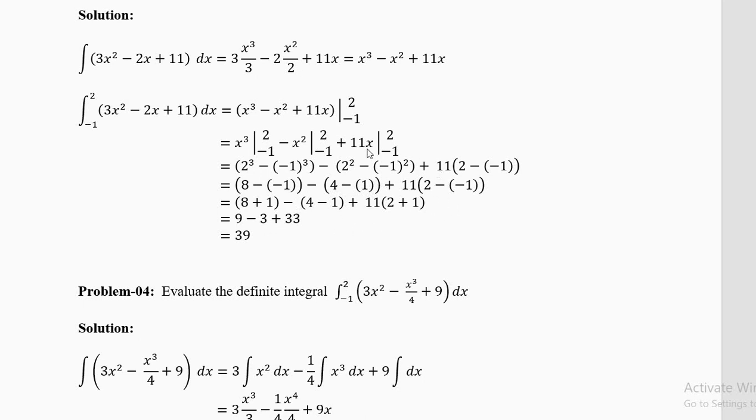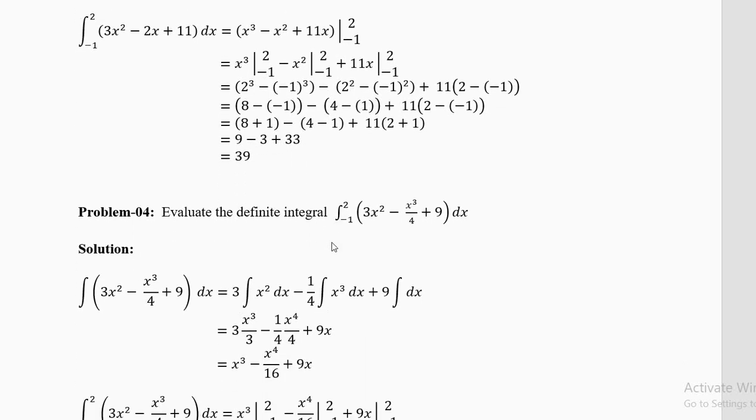The last one is 11x, going from −1 to 2. 11 outside the bracket. 2 minus minus 1, which is 2 plus 1, which is 3. 11 into 3 is 33. So it is 9 minus 3 plus 33, which is equal to 39.